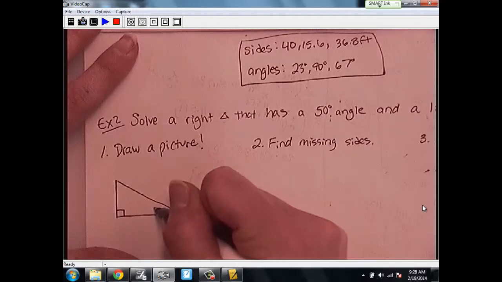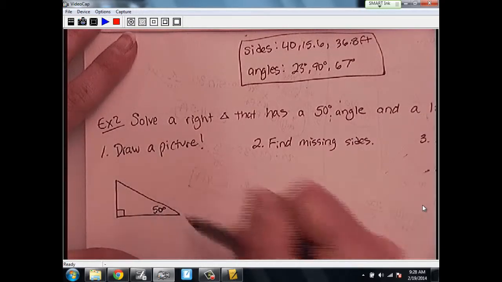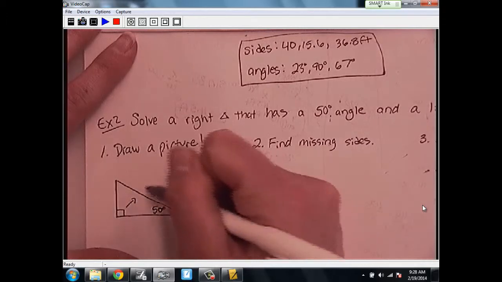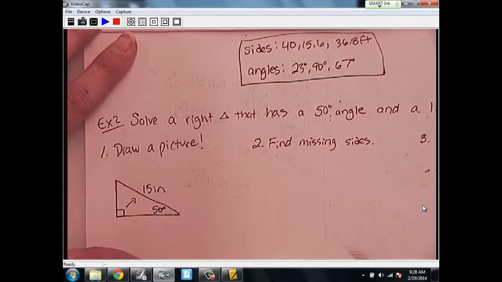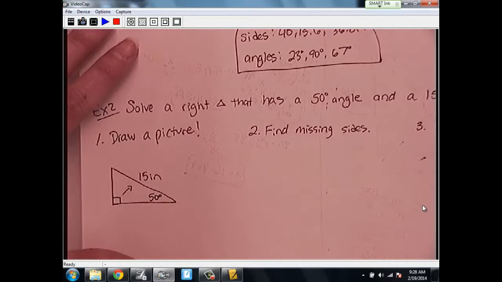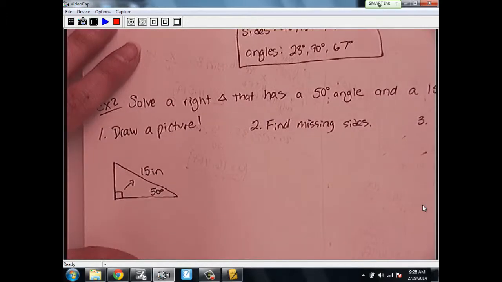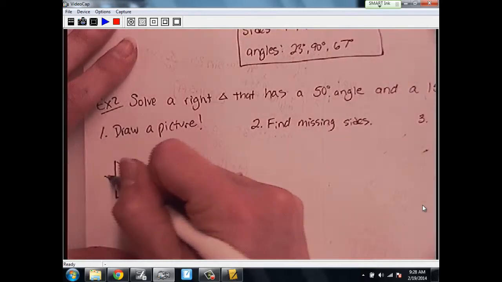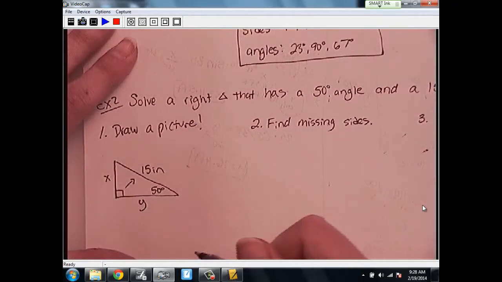We have a 50-degree angle. I don't care where you put it as long as you get it in there. 50-degree angle. And our hypotenuse is 15 inches. So here's my hypotenuse, 15 inches. Number 2. Find the missing sides. To find the missing sides, I have 2 missing sides. Let's call one of them X, call the other one Y.